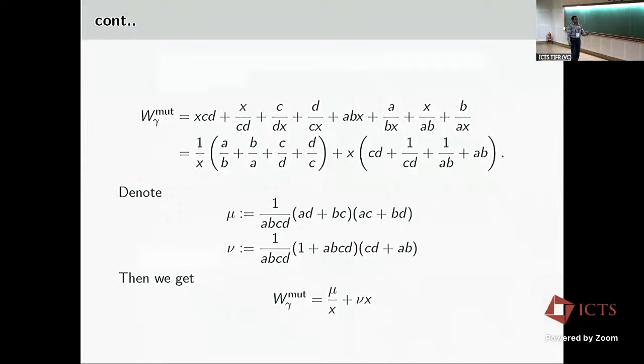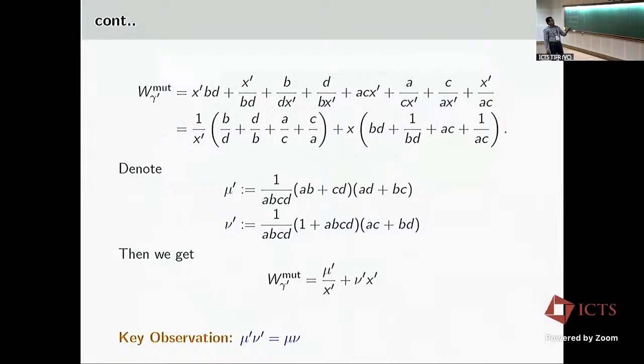Okay, so define these things u, mu, and mu, mu and nu, and then w mu, w gamma mutations look like mu over x and nu x. So this is of this form, and similarly, if you look into the next one, you get a similar expression, but with mu prime and nu prime.